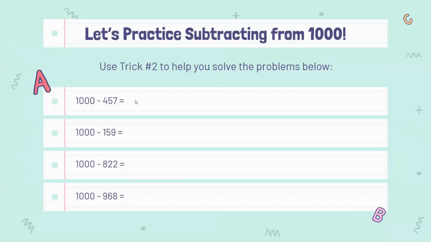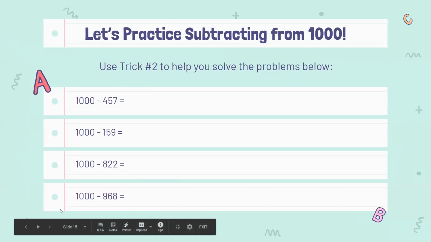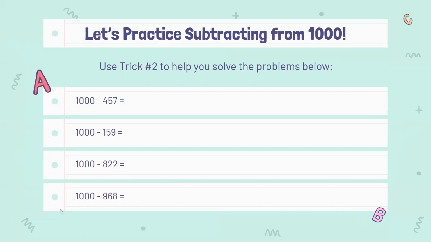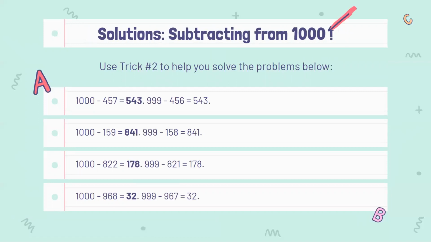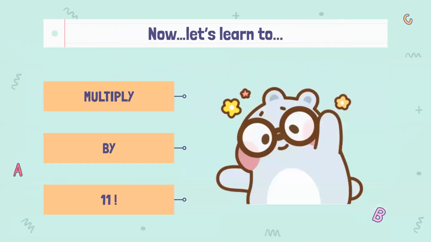456 is equal to, if that's too hard for you, you can always do that on a piece of paper as practice for now. Then later on, when you become more fluent with it, you can always do it mentally. In this case, 999 minus 456 is 543. These last three problems you can always do on your own by checking out the slideshow. Here are the solutions to the problems.